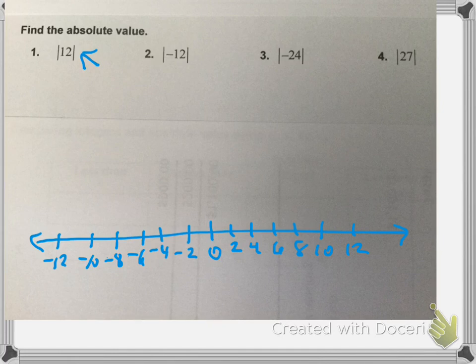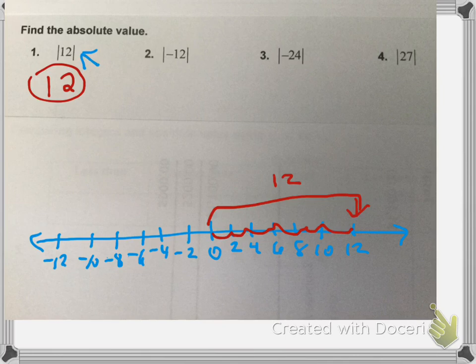Okay, now here is 12 on our number line. We want to know how far away this 12 is from 0. How far away is that from 0? Well, if we count, it's 2, 4, 6, 8, 10, 12. So it would be 12 away from 0. So the absolute value of 12 is 12.